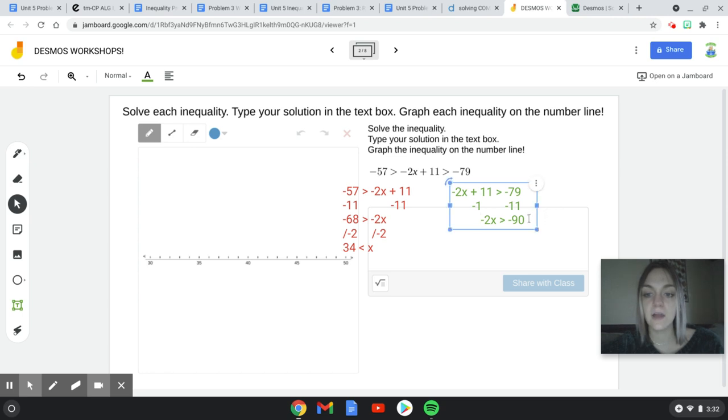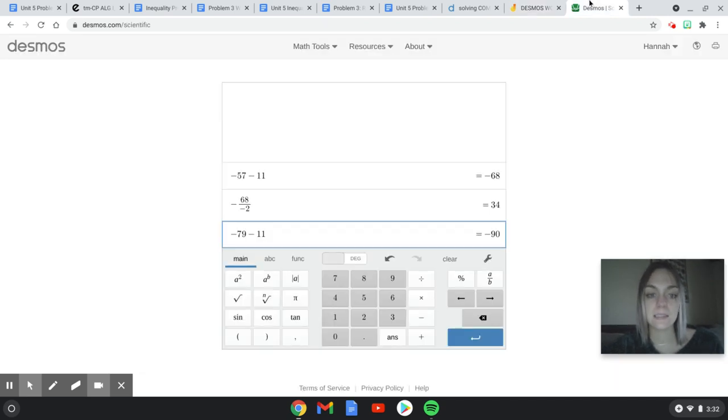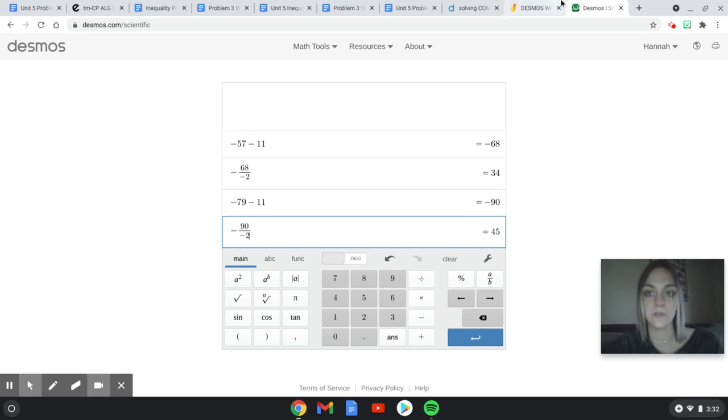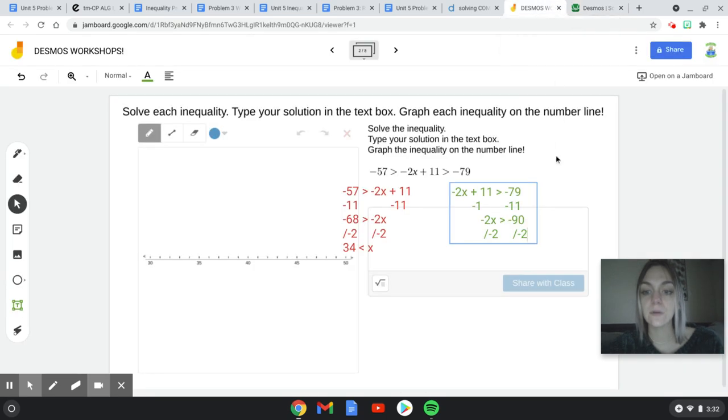So just like I did on the other side, I have to divide both sides by negative 2 because I need to get x by itself. So the slash means divide. Coming back to Desmos, I'm going to do negative 90 divided by negative 2. I get that my answer is 45. Now again, whenever I'm dividing by a negative number, my inequality sign has to flip. So it was facing in this direction, and I'm going to flip it to face in the other direction.